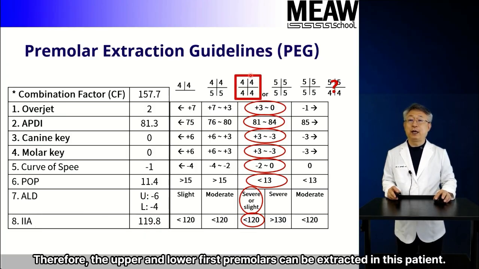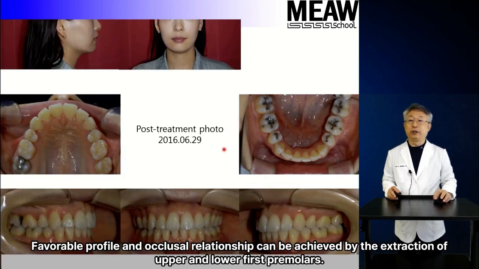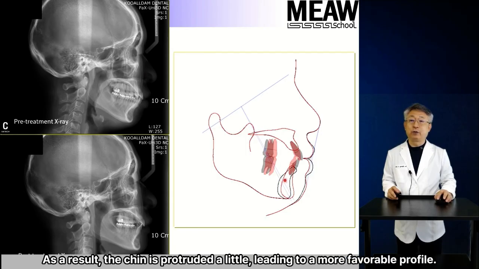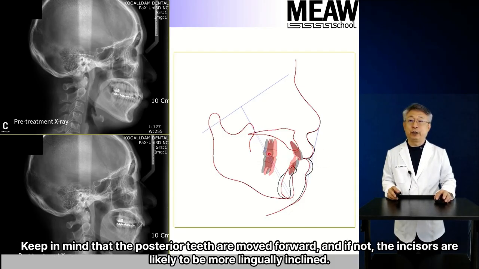Therefore, the upper and lower first premolars can be extracted in this patient. Favorable profile and occlusal relationship can be achieved by the extraction of upper and lower first premolars. The incisors are retracted to aesthetic position, and the molars are slightly moved forward as well. As a result, the chin is protruded a little, leading to a more favorable profile. Keep in mind that the posterior teeth are moved forward, and if not, the incisors are likely to be more lingually inclined.